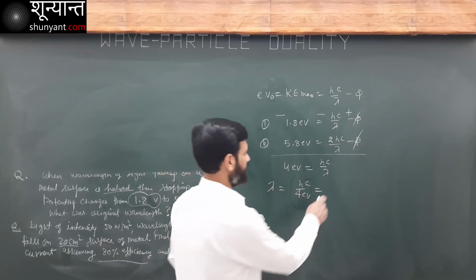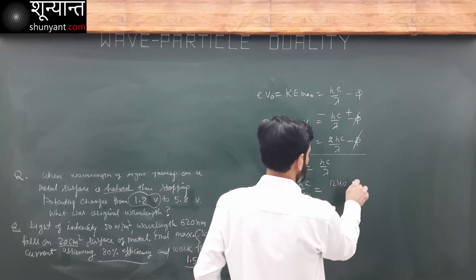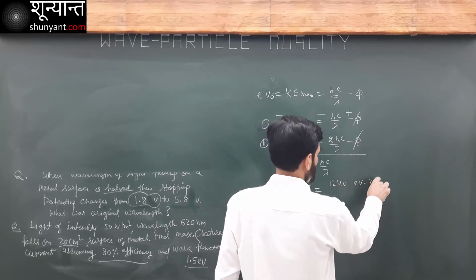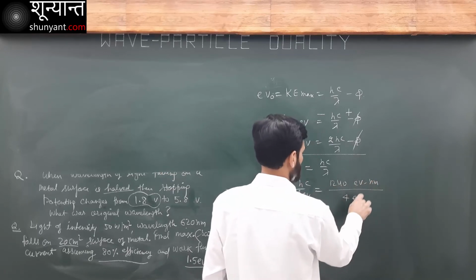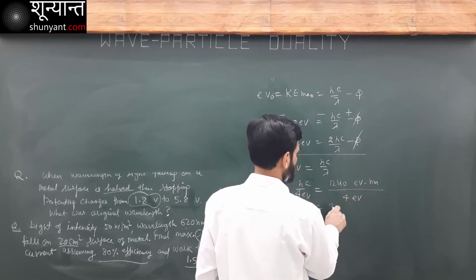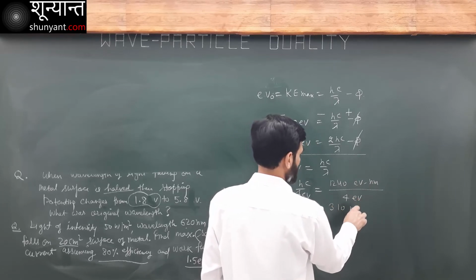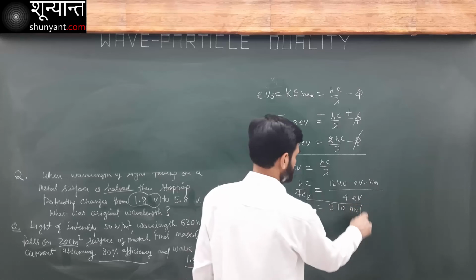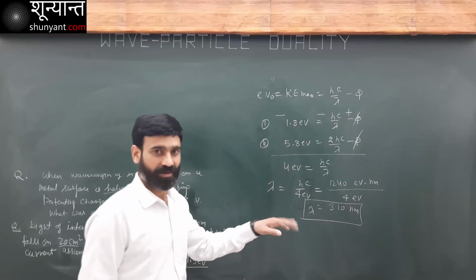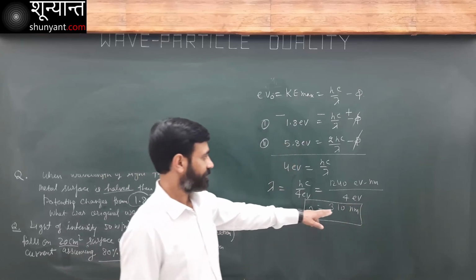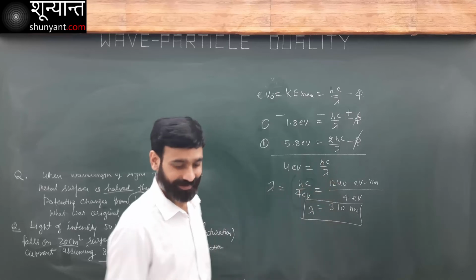Okay, hc is 1240 electron volt nanometer over 4 electron volt. What do I get? 310 nanometer. That's it. This was the original wavelength. Okay, that's how we do it.